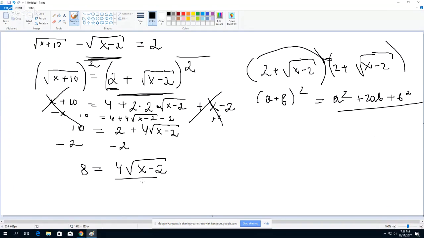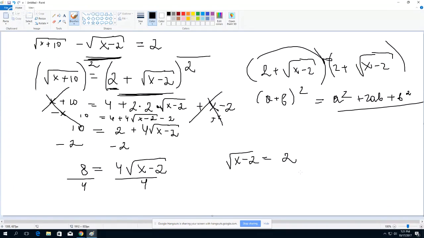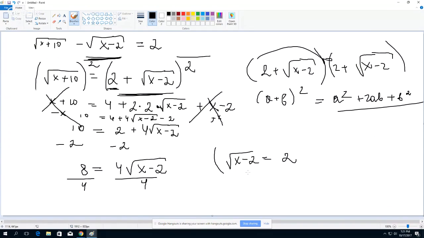Yes, exactly. Divide by 4. So then 2 on the left side? Yes. So then 2 equals square root of x minus 2, with x minus 2 under the square root. Okay. Now what will we do? Square both sides? Exactly. Again, we square both sides.